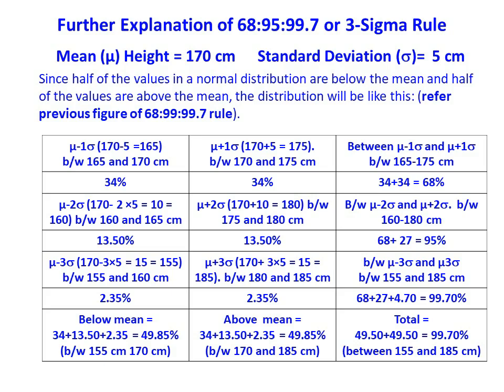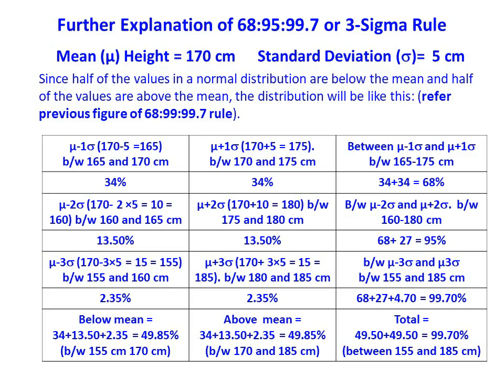Thus, you can see that the height of 49.85% of adult males is between 155 centimeters and 170 centimeters, below the mean, and the height of 49.85% of adult males is between 170 centimeters and 185 centimeters, above the mean. Thus, we can conclude that the height of 99.7% of adult males in Kerala is between 155 centimeters and 185 centimeters. Remember, this rule is a close approximation.